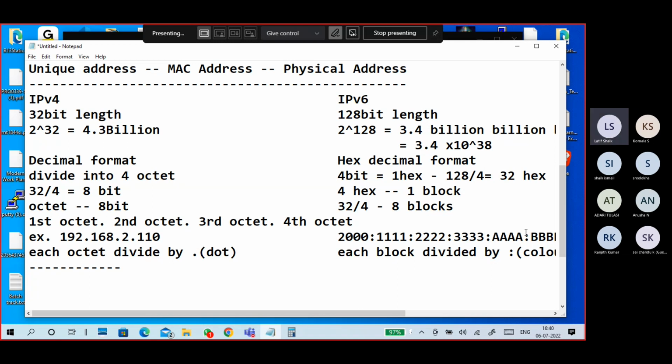It is divided into 4 parts. Each part we call an octet. It's 32-bit and divided by 4, so each part is 8-bit. Totally 4 octets will be created. Octet means 8 bits. The separator here is a dot.